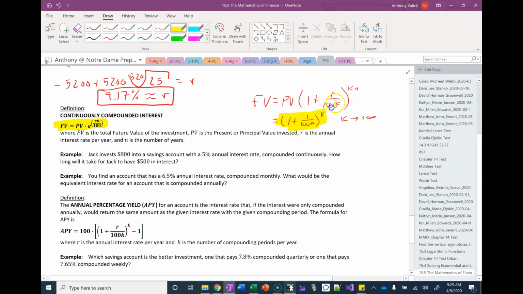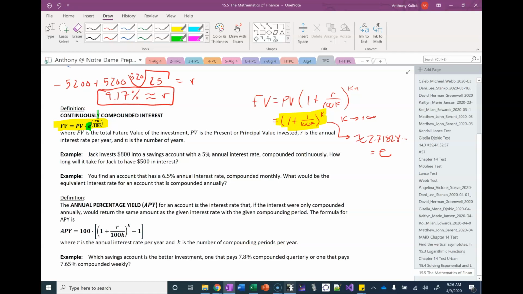This quantity approaches some specific value. That specific value is an irrational number that's approximately 2.71828, and we call that number e. So the e in our compound interest formula is that. This is why this number e is cropping up here.